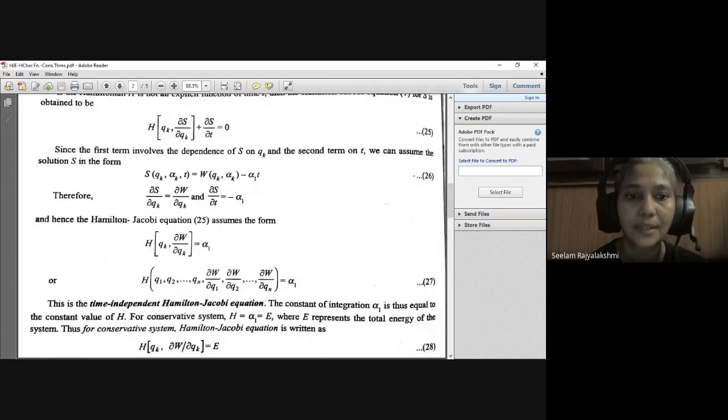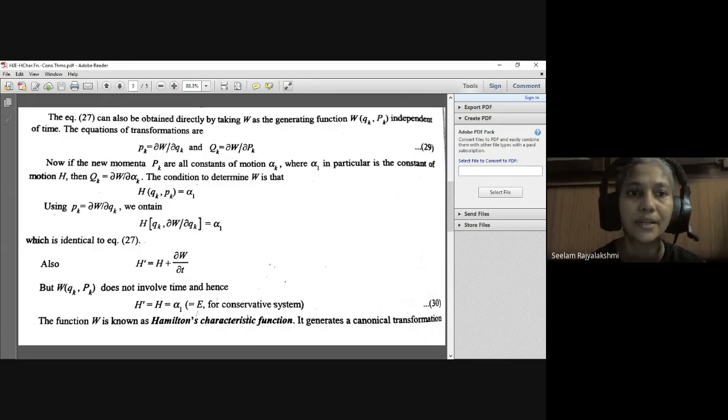This is the time independent Hamilton-Jacobi equation. That means here H does not depend on time. The constant of integration alpha 1 is thus equal to the constant value of H. For the conservative system, H equals alpha 1, which equals the total energy E. Here E represents the total energy of the system. Thus, for the conservative system, the Hamilton-Jacobi equation is written as H of qk, dou omega by dou qk, equals total energy E.